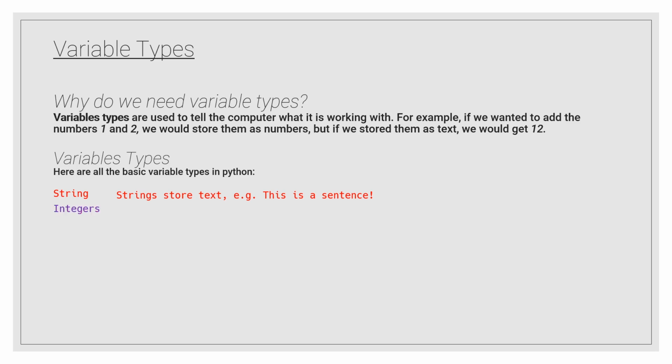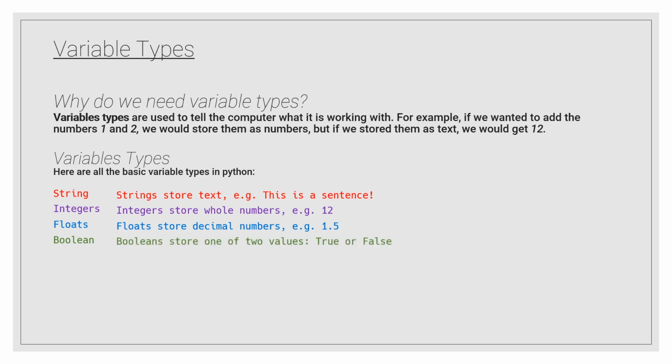The next variable type is an integer. Integers store whole numbers, for example 12. However, they can't store decimal numbers. To do that, we use floats. Floats can store decimal numbers, for example 1.5. And finally, the last variable type is called a boolean. Booleans store one of two values, true or false.